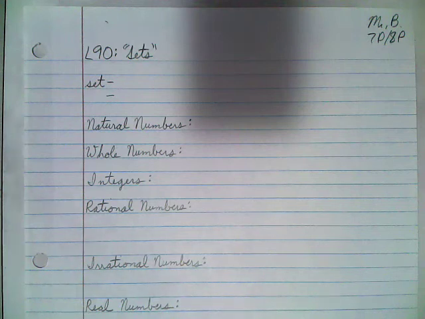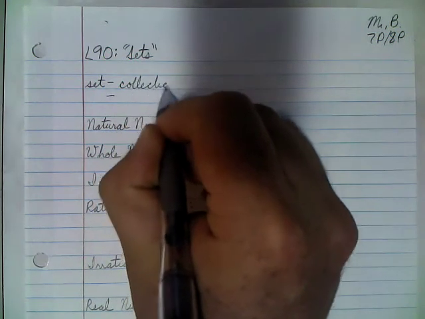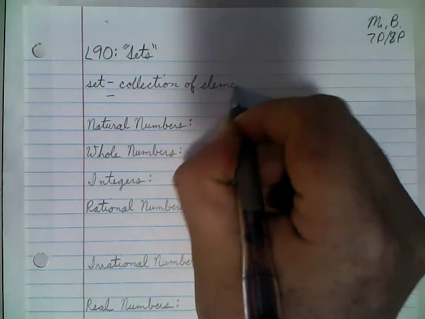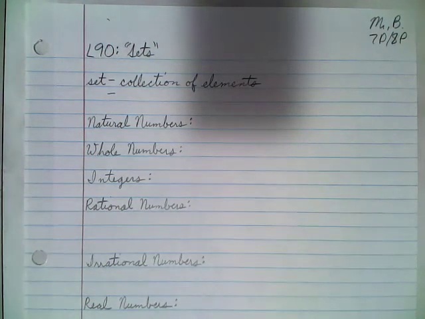This video is over lesson 90, sets, and it is for my pre-algebra classes. So first of all, a set is a collection of elements. And those elements are often numbers. So a collection of numbers, and each of the numbers is an element.